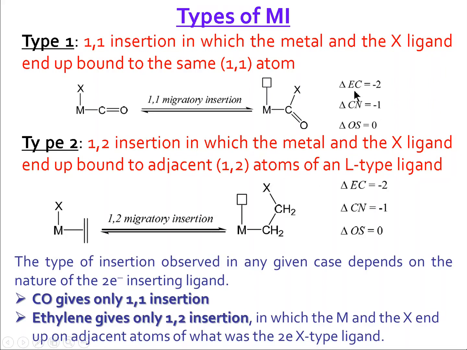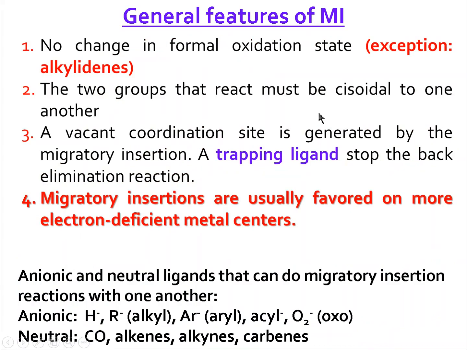In both types, the electronic counting decreased by 2, the coordination number decreased by 1, and no change in the oxidation state. The 1,1 migratory insertion is observed in case of carbonyl, and in case of alkene, we have the 1, 2 migratory insertion. So in the migratory insertion, no change in formal oxidation state. Example, in the case of the alkylidene that will be studied at the end of this chapter.